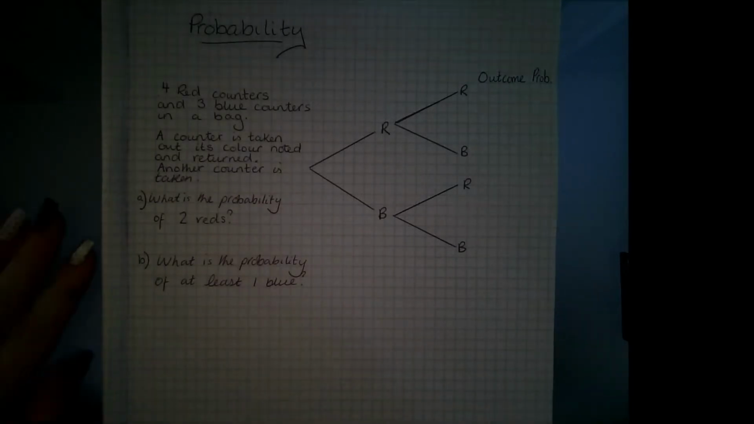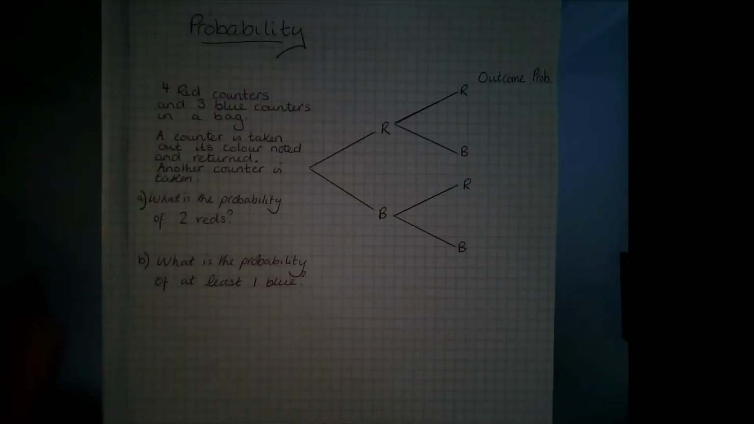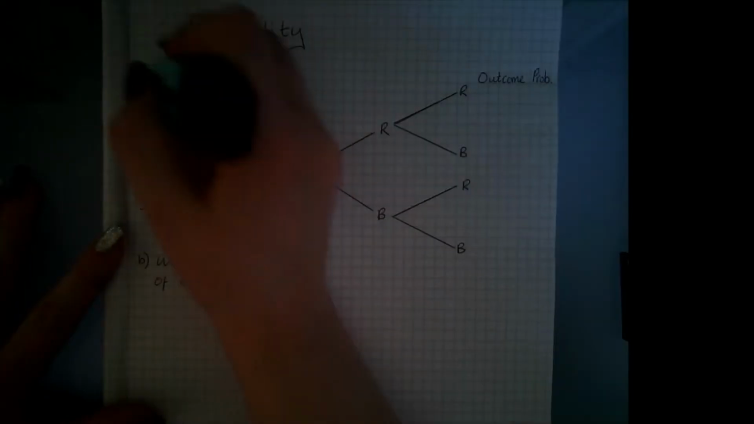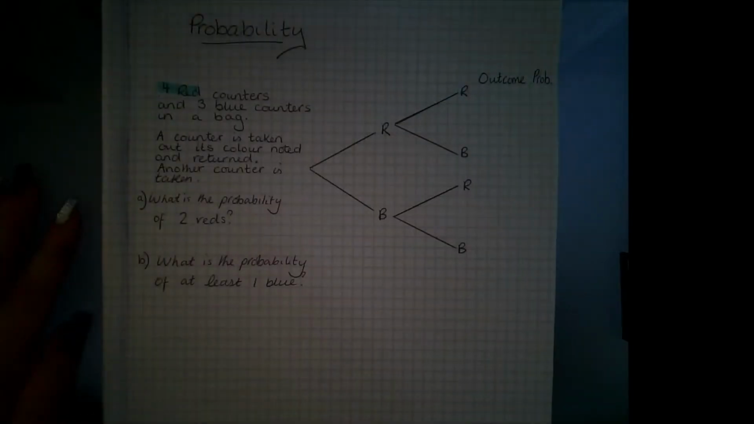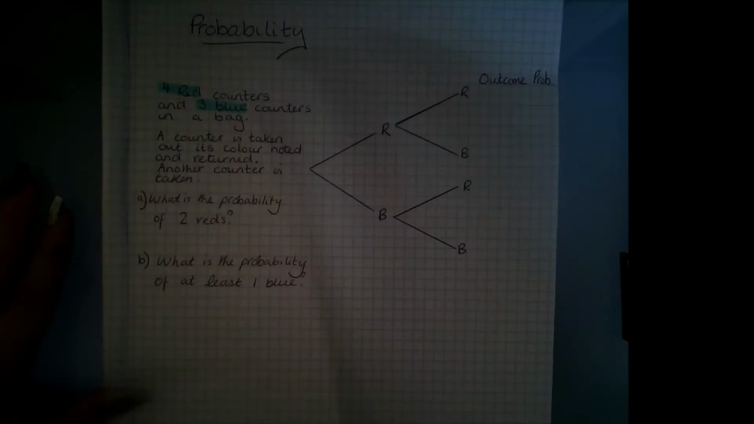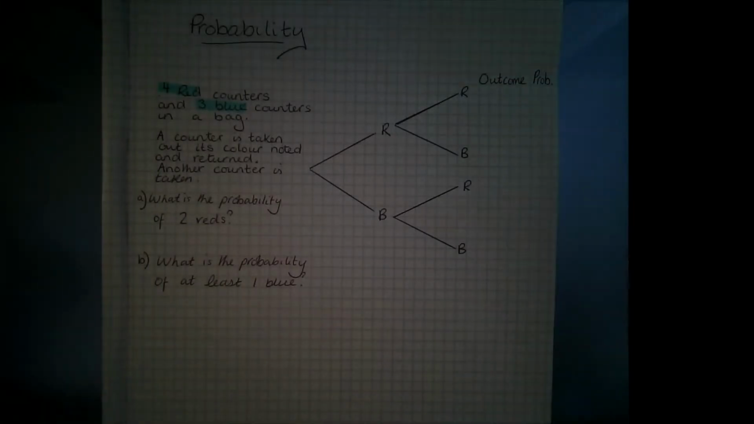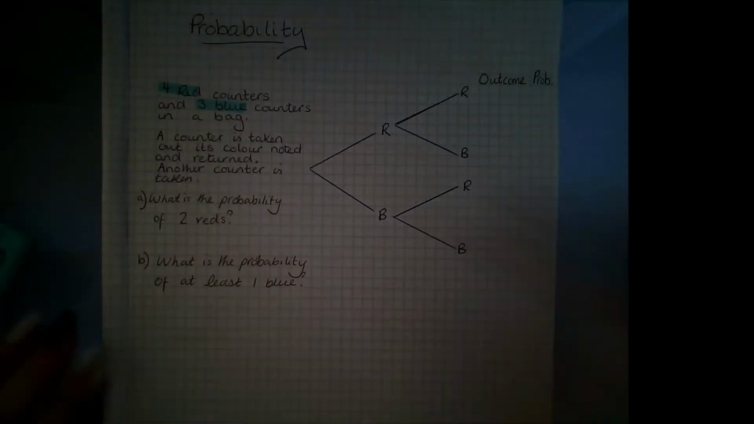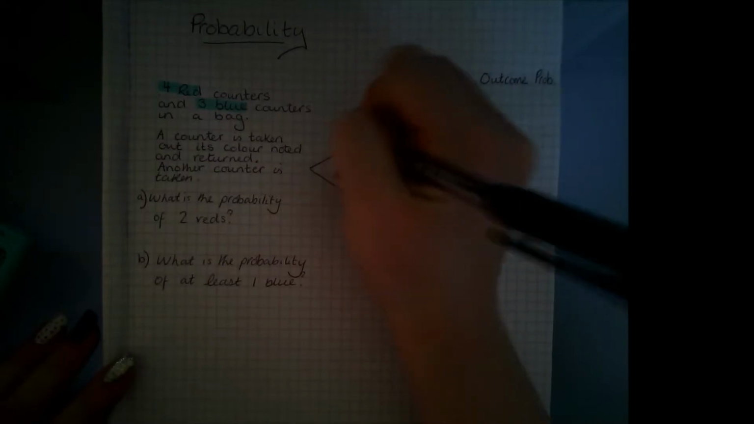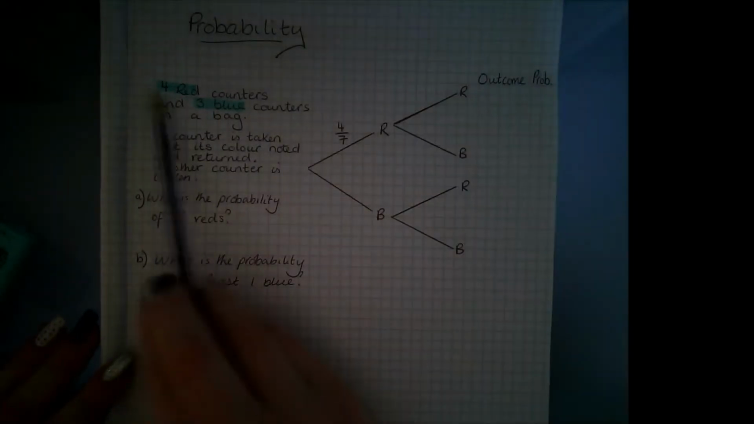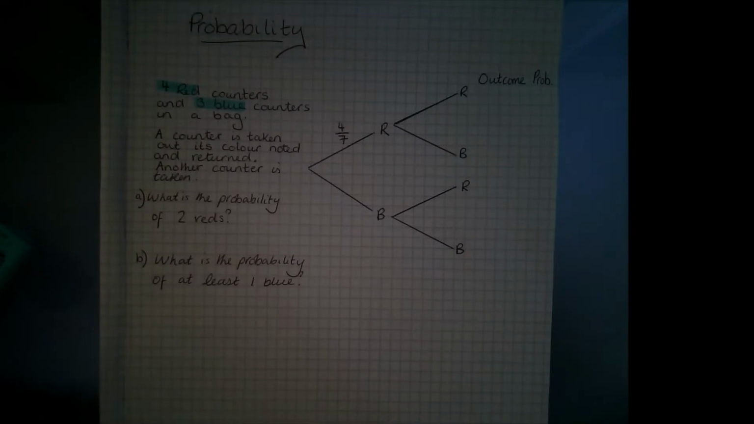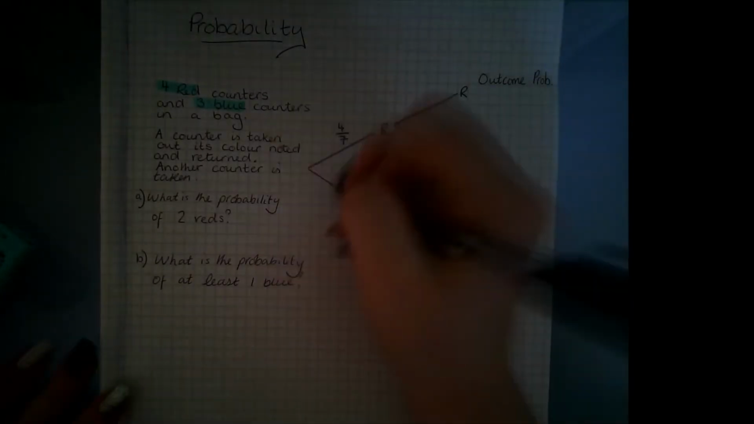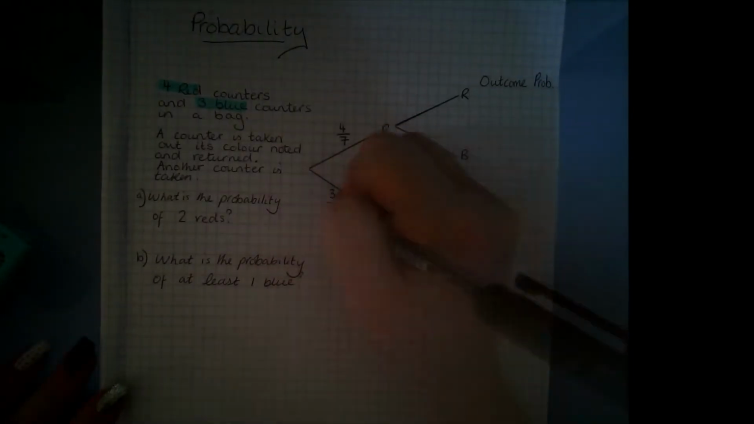So there's some important information in my question here. So number one, that there are 4 red counters and 3 blue counters. So from here we can write in our probabilities. There are 4 out of 7 reds, because adding these together there must be 7 counters in the bag. And then the blue must be 3 out of 7.